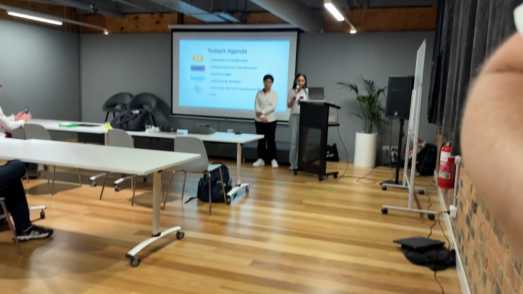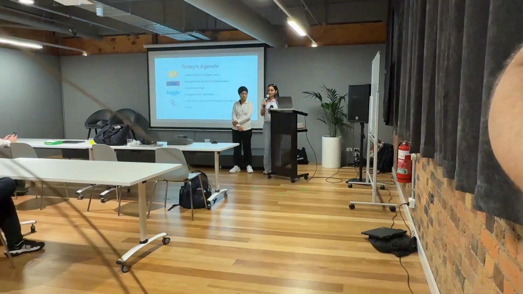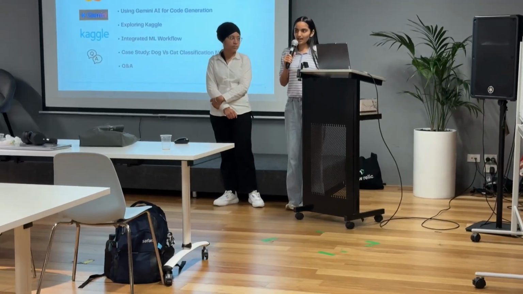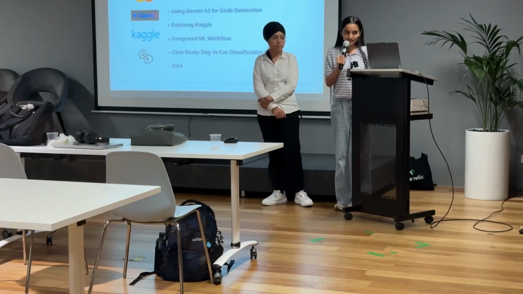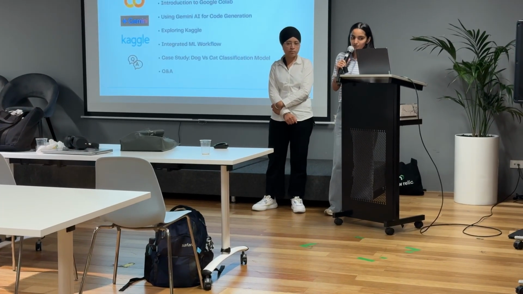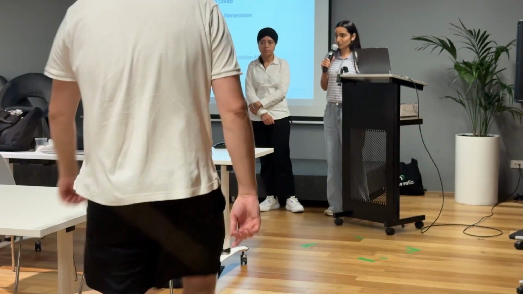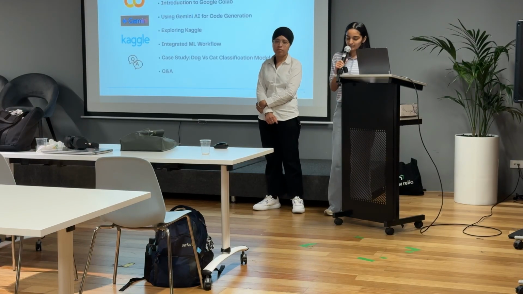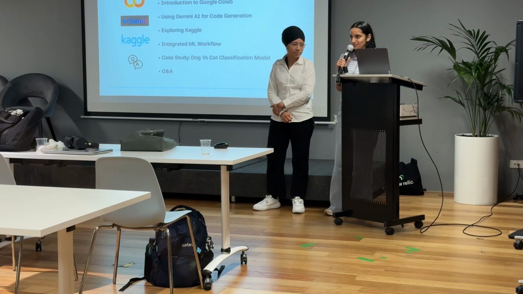Colab, and we're going to see how we can use Gemini AI in Google Colab. And we are also going to explore Kaggle. Some of you might have heard about it. And we are also going to discuss how we can make a workflow out of these tools and just get started on AI. And we are also going to look at a dog versus cat classification model on the basis of images. And later on, we will answer any questions if you have.